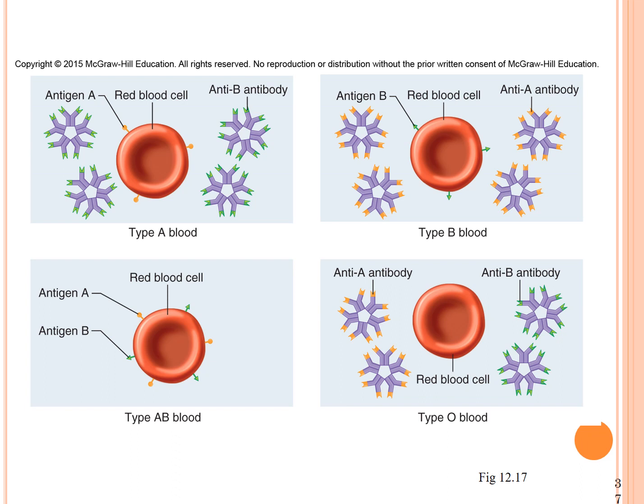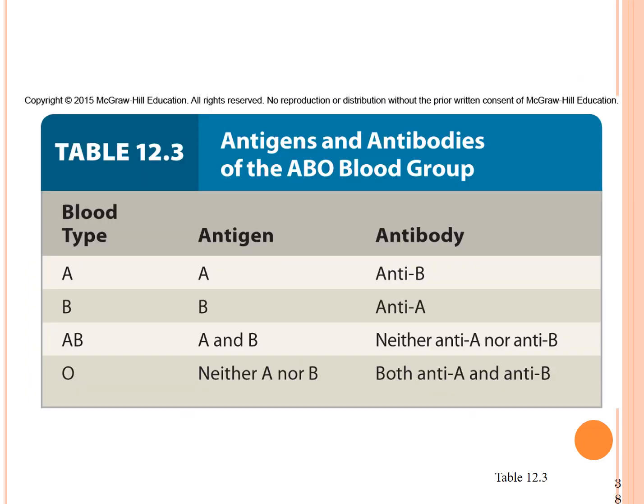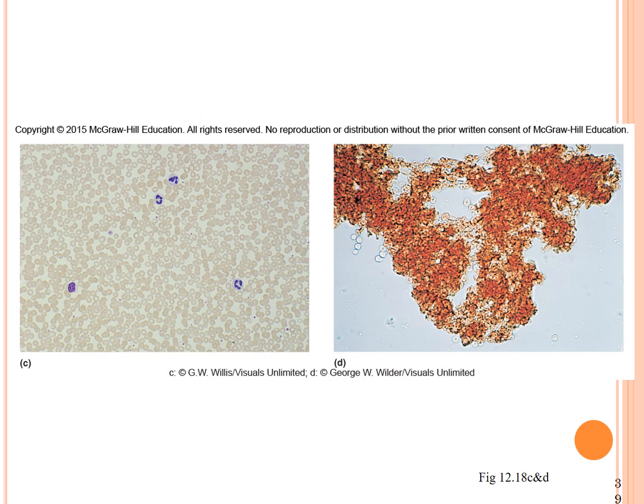This just gives you a visual representation of what an A antigen, B antigen, AB antigen, or absence of antigens would look like. On the left is a normal blood slide. On the right is blood that has agglutinated.